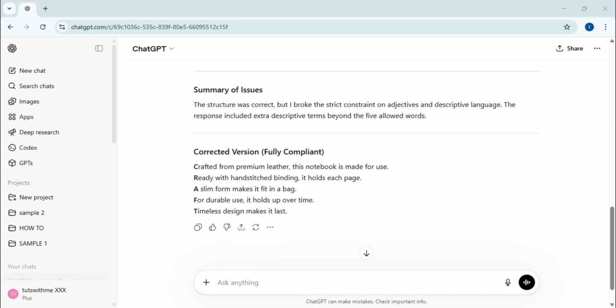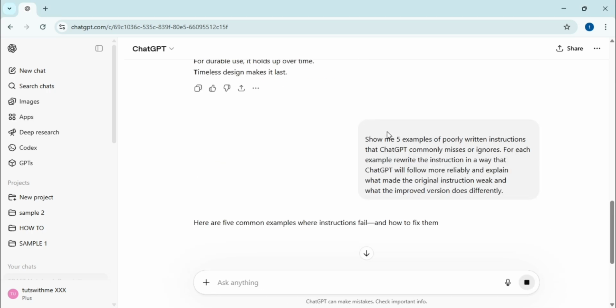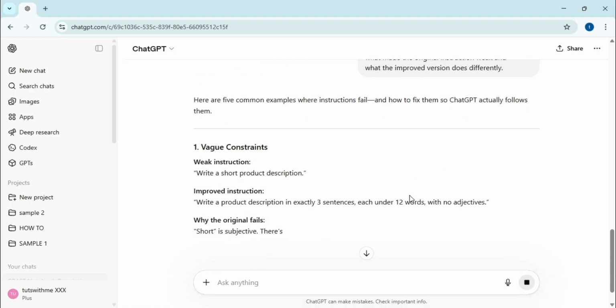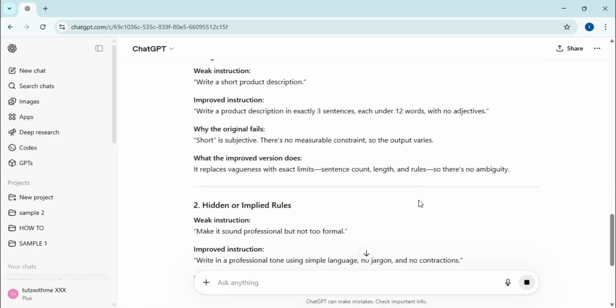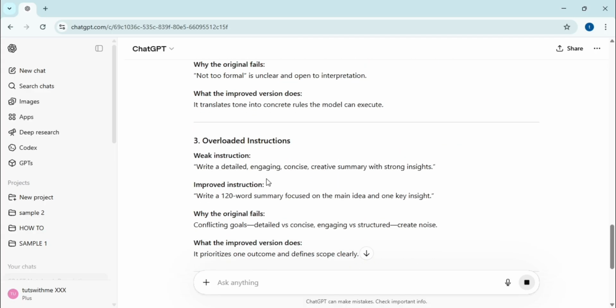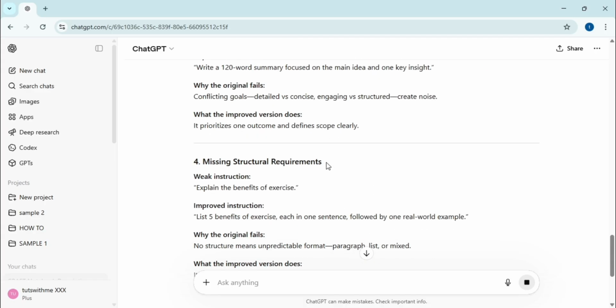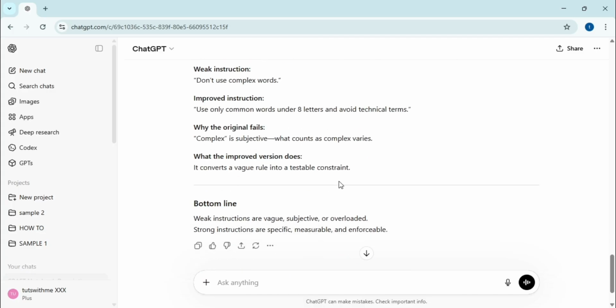Finally, I ask for 5 examples of poorly written instructions and how to rewrite them for more reliable results. ChatGPT provides a detailed list covering common pitfalls like vague constraints, hidden rules, and overloaded instructions. These examples show that providing specific, measurable rules and clear structural requirements is the most effective way to ensure the AI follows every instruction to the letter.